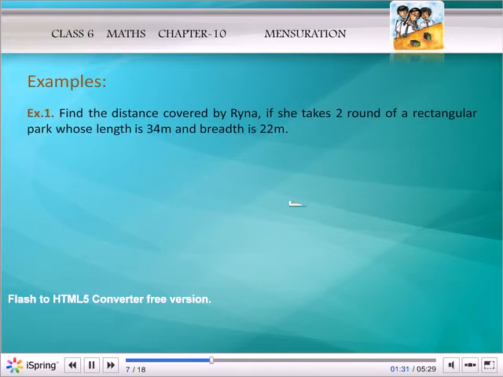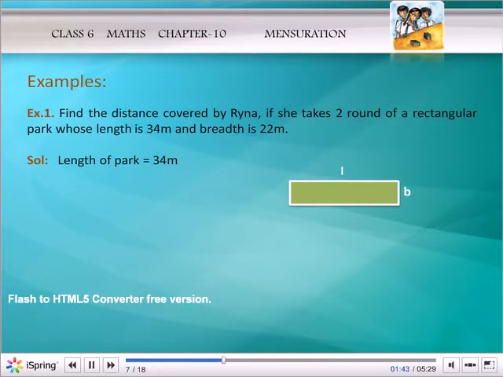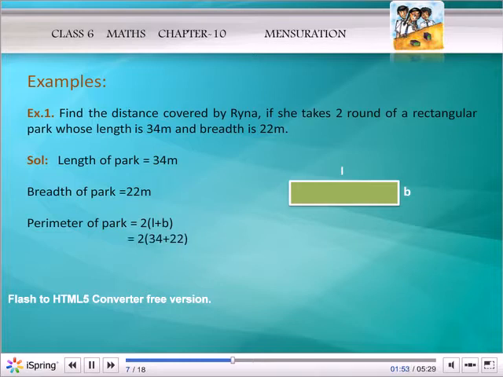Examples. Example 1. Find the distance covered by Raina if she takes 2 rounds of a rectangular park whose length is 34 meters and breadth is 22 meters. Solution. Length of park is 34 meters. Breadth of the park is 22 meters. Perimeter of park is equal to 2 into (L plus B), which is 2 into (34 plus 22), which is 112 meters. Distance covered by Raina is equal to 2 into 112 meters, which is 224 meters.